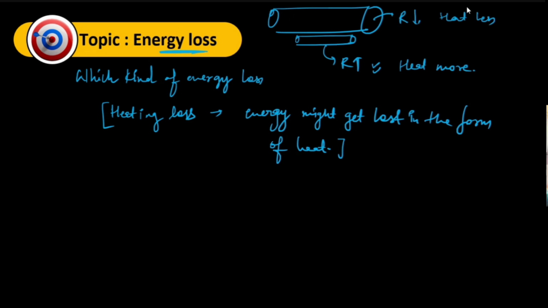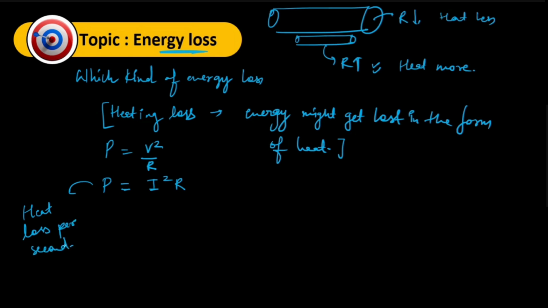Now the question is how we can calculate this heat loss. We can calculate it by using the formula of power. Power is V square by R, but it is I square R also. Power is also defined as heat loss per second. Whatever amount of heat is lost per second, it is because of the power. So that is how power is also defined.